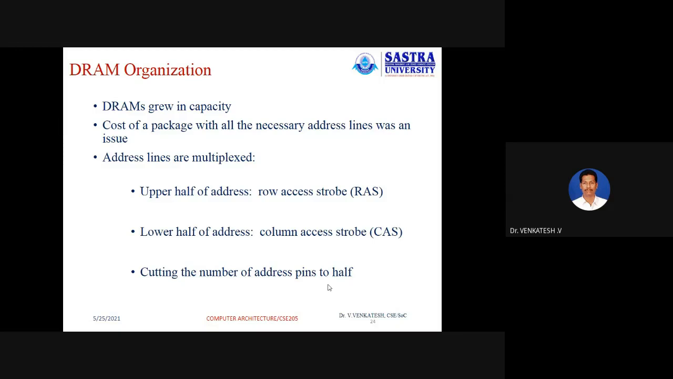The cost of the package with all the necessary address lines was an issue. For example, if there is more memory, the number of address lines is going to be more. So if the memory capacity is going to be more, indirectly it will increase the address lines. For example, if you refer to the 8086 processor, how many address lines are there? There are 16 address lines, and there will be something called multiplexed address as well as data.